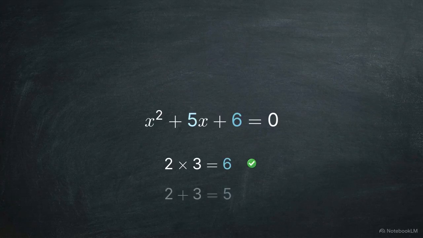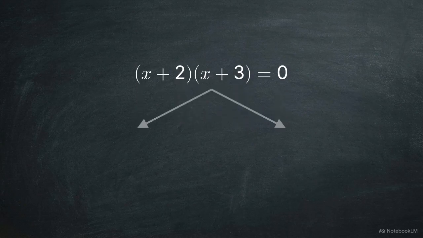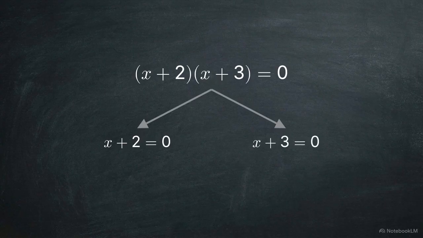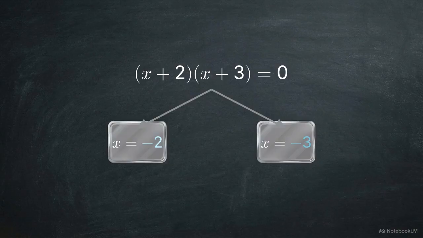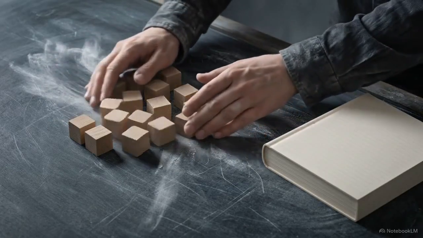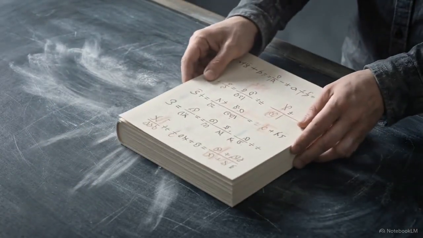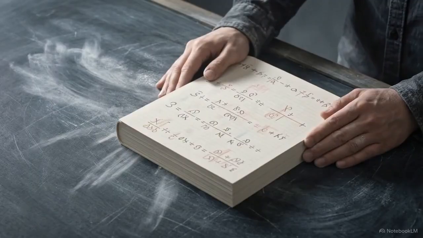Since 2 times 3 is 6 and 2 plus 3 is 5, we can rewrite the equation as x plus 2 times x plus 3 equals 0. This creates two paths. For the result to be 0, either x plus 2 is 0 or x plus 3 is 0. This gives us two solutions, negative 2 and negative 3. By moving from physical drawings to algebraic rules, the negative solutions that were once impossible to visualize become obvious.